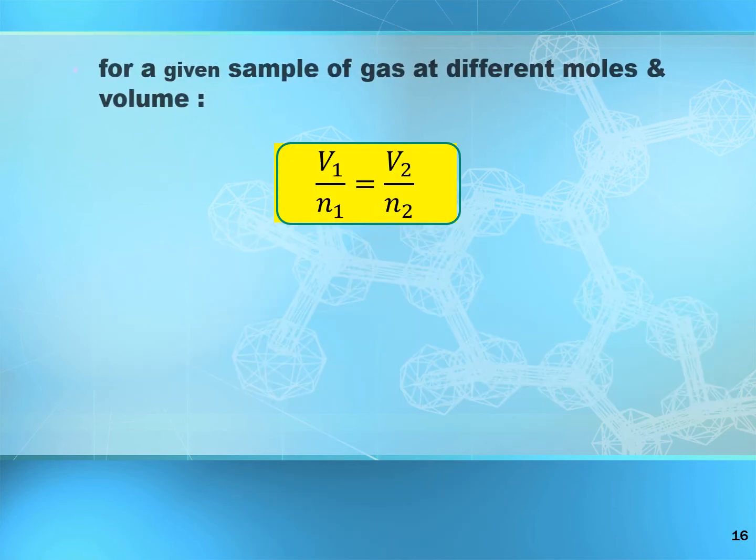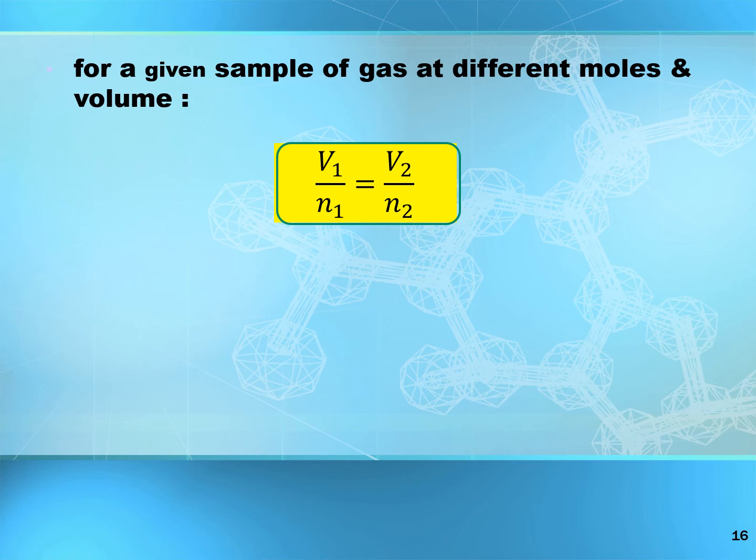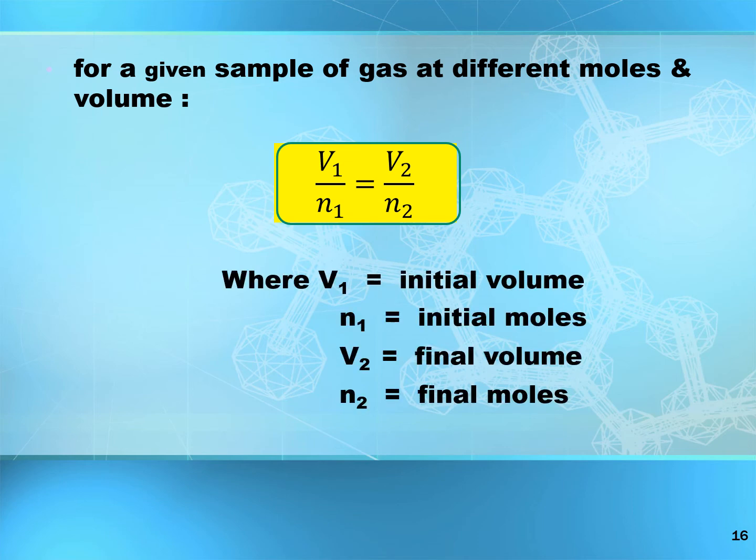So for a given sample of gas at different moles and volume, initial volume over initial number of moles will equal the final volume divided by final number of moles.